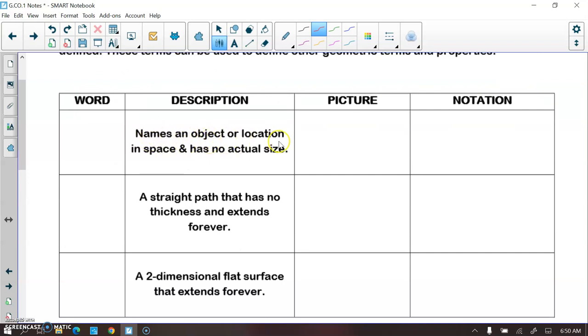This word names an object or location in space and has no actual size. This is a point. And so a picture would look something like this, where you have just a dot on paper. And then normally for a point, you would see a capital letter underneath it. And then to label it, you could say point A, or you can just use A. However, it needs to be a capital letter.